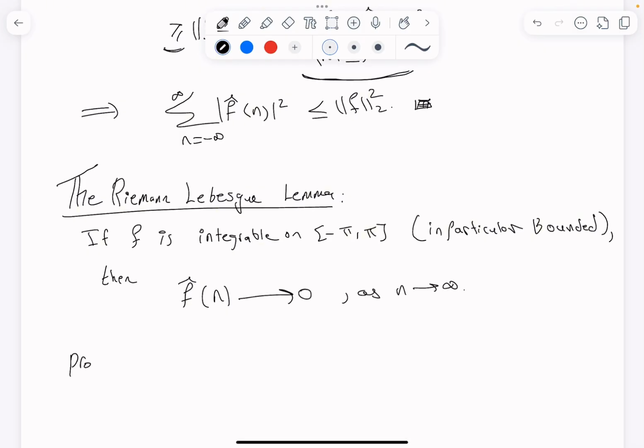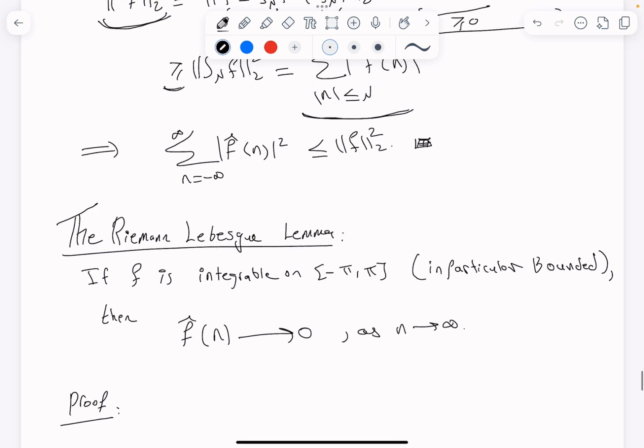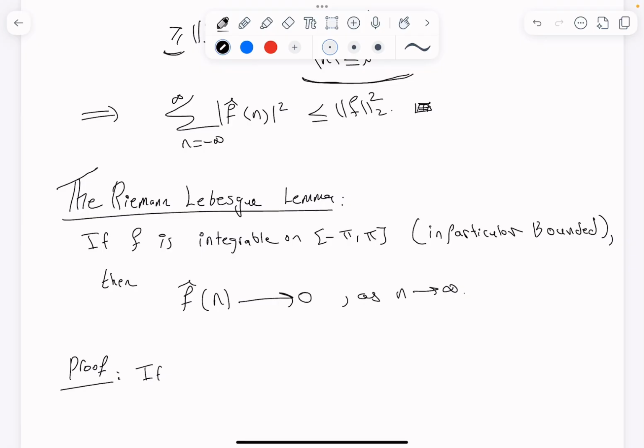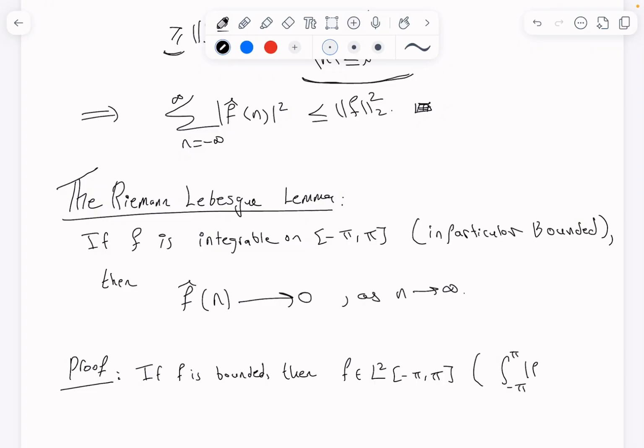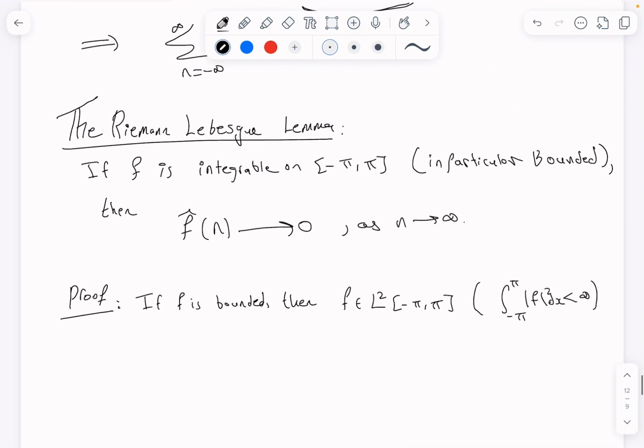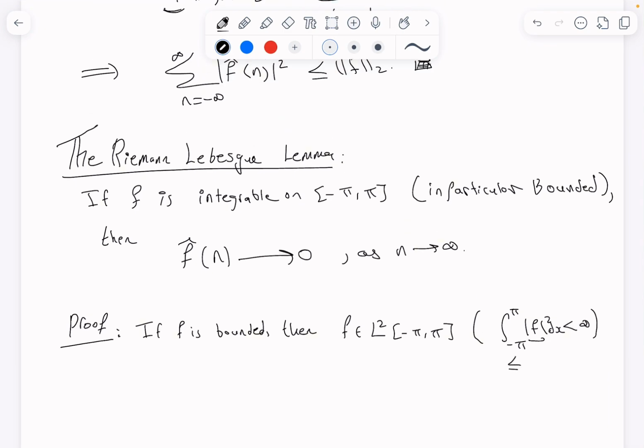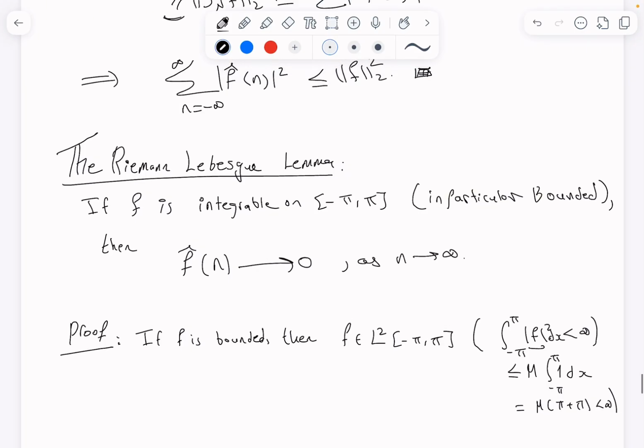So it's literally one line now. As a proof, if f is bounded, and also Riemann integrable, then f is in L2 of minus pi to pi, meaning the integral of f squared is finite. And why is that? Well, it's because it's bounded. So you can bound this by some constant, say m, and then you're left with an integral of 1 between minus pi and pi, which is m times pi plus pi, which is finite. So it's square integrable. It's L2.